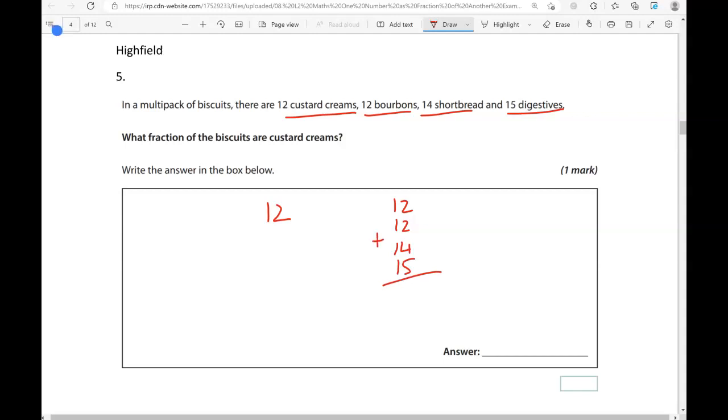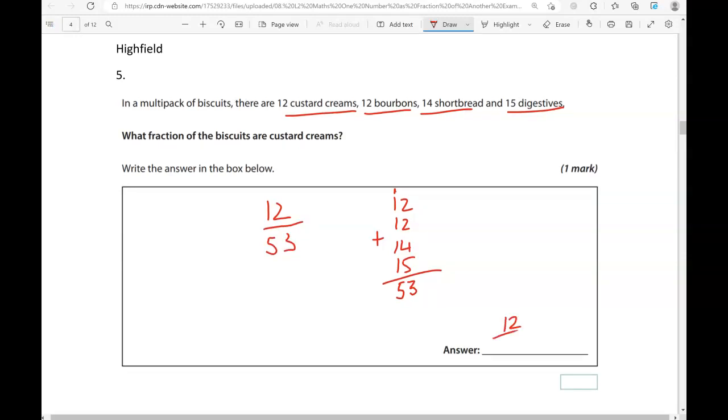So 2 and 2 is 4, and the 4 is 8. 8 and 5, that is 13. So 3 down, 1 carried over. 1, 2, 3, 4, 5. So it's 12/53.